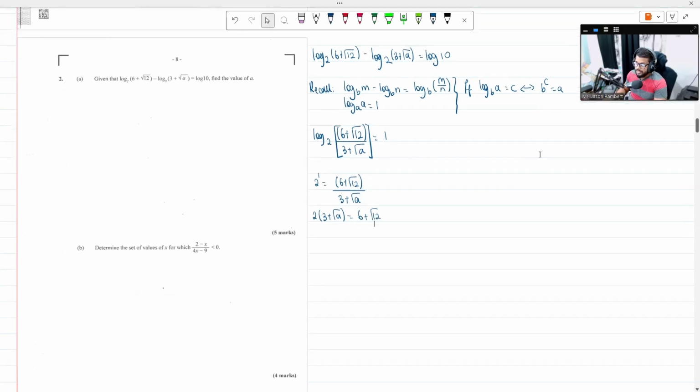Nothing wrong if you use a calculator for these things, yeah? Divide both sides by 2. I get 3 plus root a is equal to 6 plus root 12 divided by 2, and leave it like that. And then I take away 3 on both sides. So far, so good. I'm going to try and figure out what this is on my calculator, because to get a by itself, I have to square both sides, right? So I'm just going to work out what this is on my calculator.